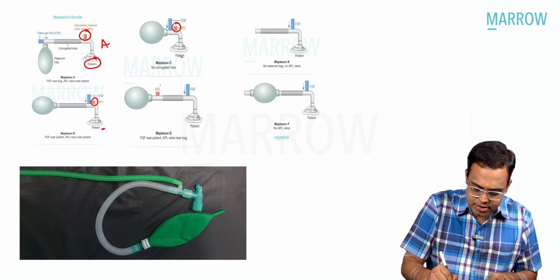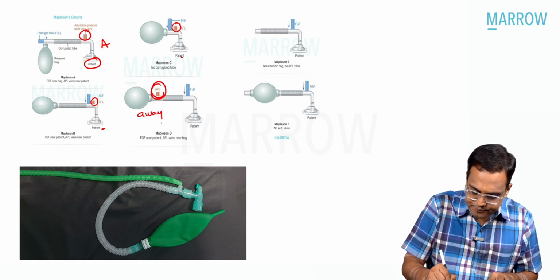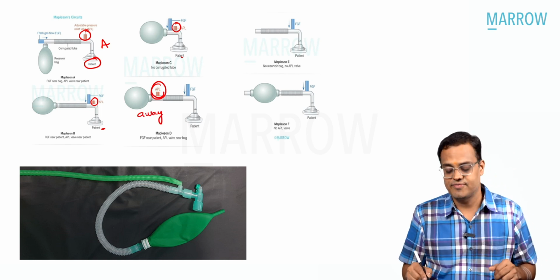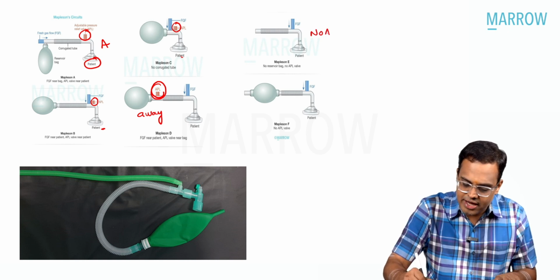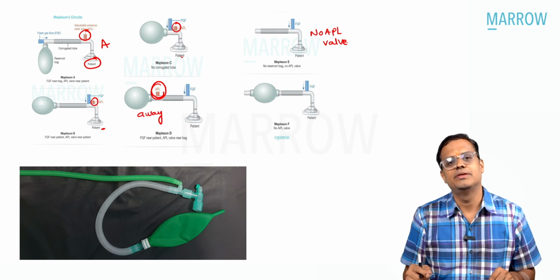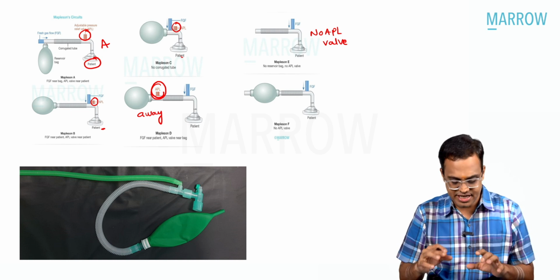In D circuit, the APL valve is away from the patient end, and in E and F circuit, there is no APL valve. Right. So I have given a small algorithm in the main video section on how to differentiate based on the image.